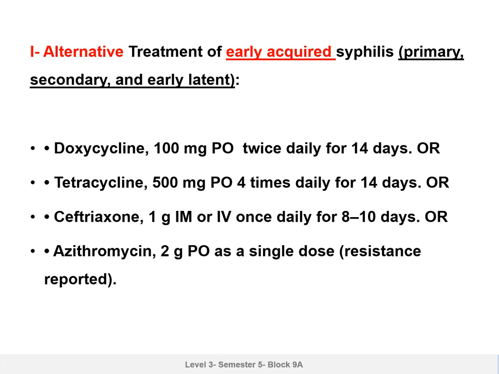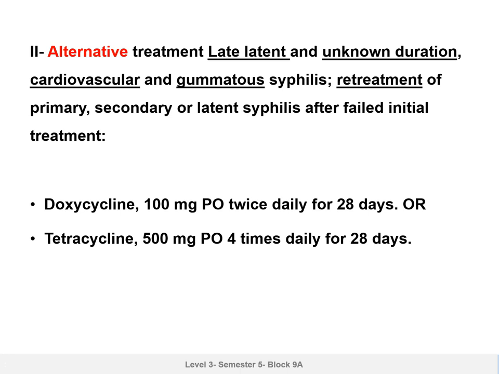So the drug of choice in treatment of syphilis is penicillin. Alternative treatments include doxycycline, tetracycline, ceftriaxone, and azithromycin. Alternative treatment for late latent and non-neuro, cardiovascular, gummatous syphilis, and retreatment of primary and secondary syphilis: doxycycline 100 mg twice daily for 28 days, or tetracycline 500 mg four times daily for 28 days.